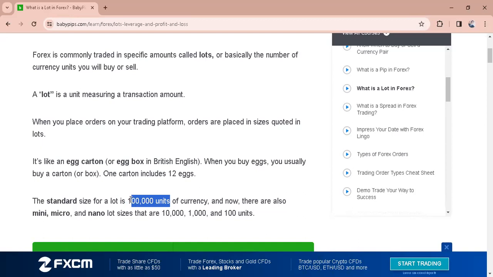On your MT5 or MT4, it already converts itself. So when I select one lot size, I know that I am taking a trade of 100,000 units.